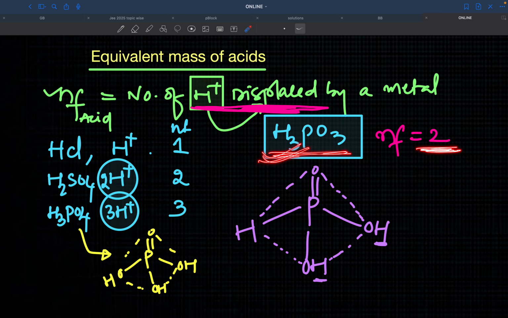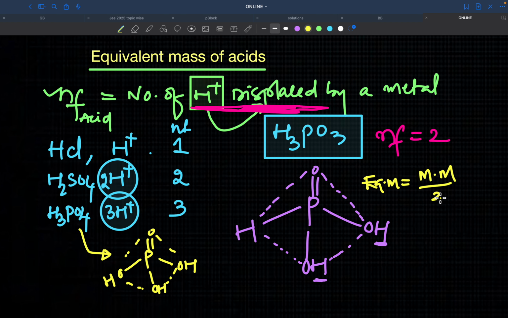This is the question he asks many times. So if this is the case, how do you calculate the equivalent mass? Equivalent mass equals molar mass divided by 2. What is the molar mass of H3PO3? It is 16 times 3, which is 48, plus 31 plus 3, which gives 82. So 82 by 2 equals 41, the equivalent mass.